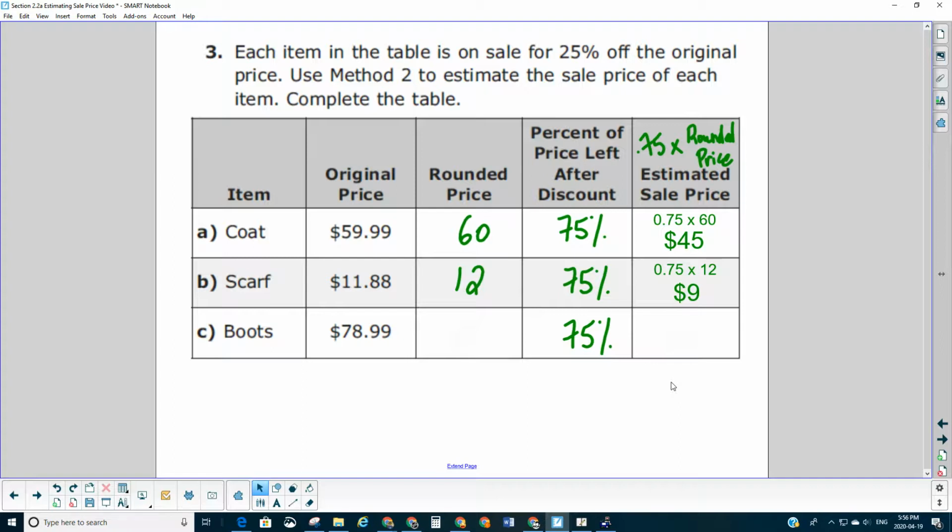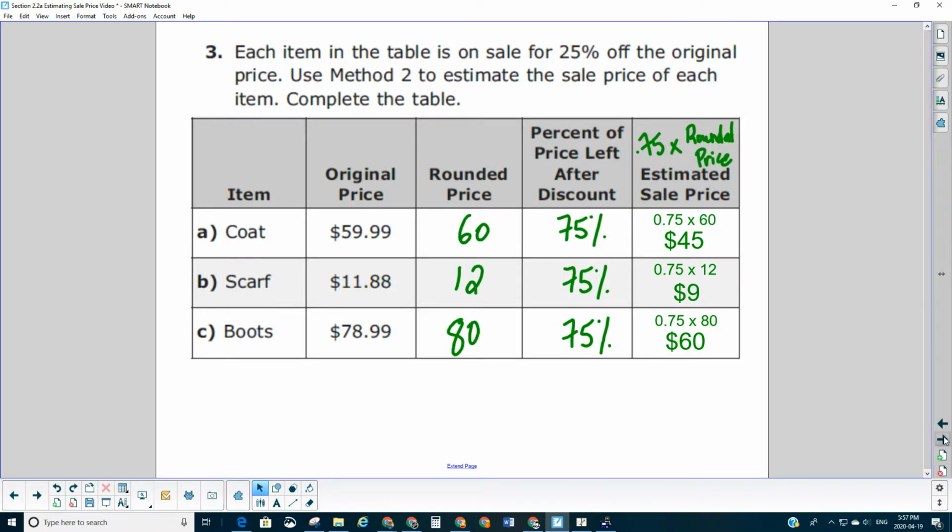Okay, hopefully you've tried that. $78.99. I think I'm going to make that a nicer number and round it to almost $80. It's closer to $80. And I'm going to take 0.75 times 80, and hopefully you've done this on your calculator to find out that it's $60. So the sale price of these boots with 25% off means you're paying 75%, and the sale price is $60.